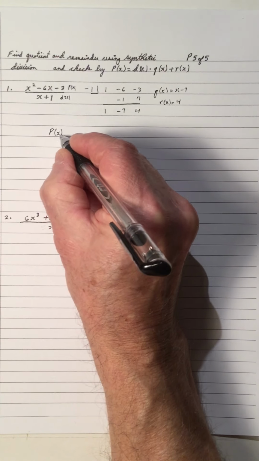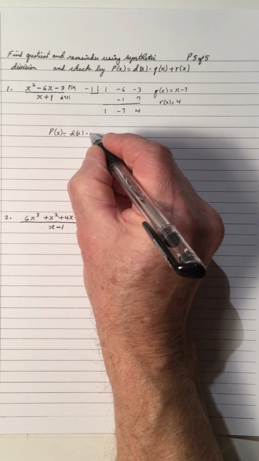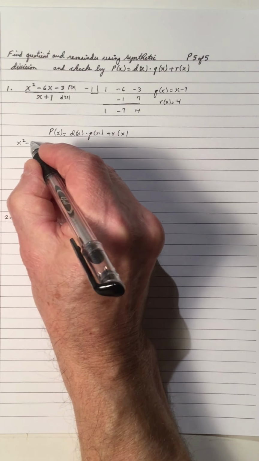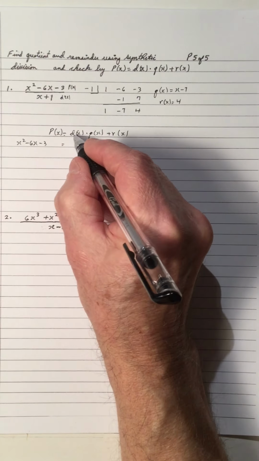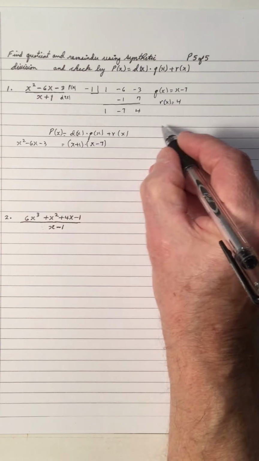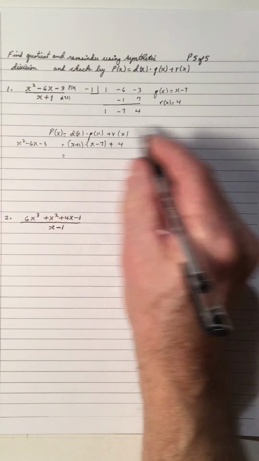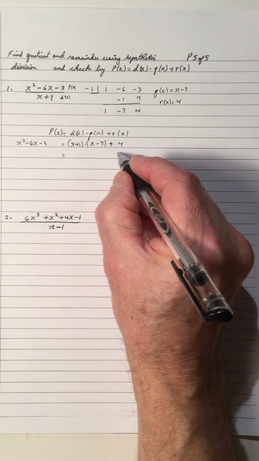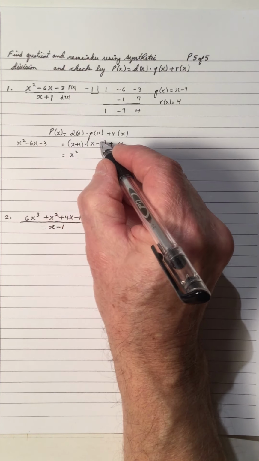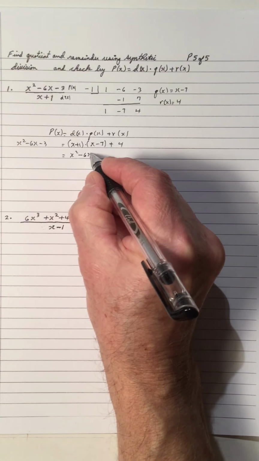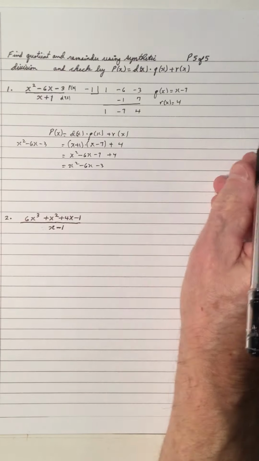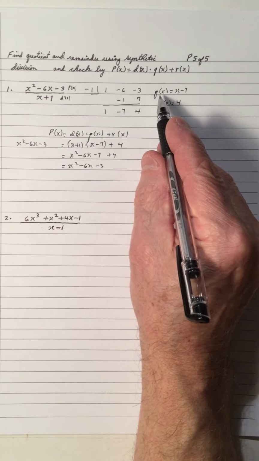So we're going to check that the p of x is equal to the d of x times the q of x plus the r of x. So the p of x, which is x squared minus 6x minus 3, and the d of x is x plus 1. The q of x is x minus 7, and the remainder is 4. So let's multiply the right side, see if we get this. So x times x is x squared in the fast way. Outside is negative 7x, inside is 1x, so that's a minus 6x. 1 times negative 7 is negative 7, add on 4. So it's x squared minus 6x minus 3. So that's just checking. We did the synthetic division, we multiplied it back, and everything worked.